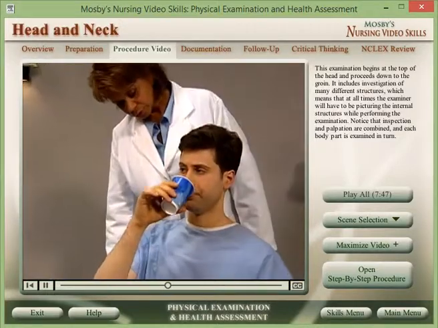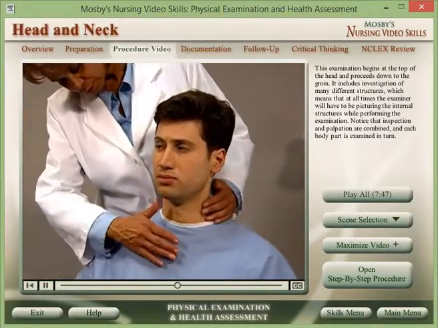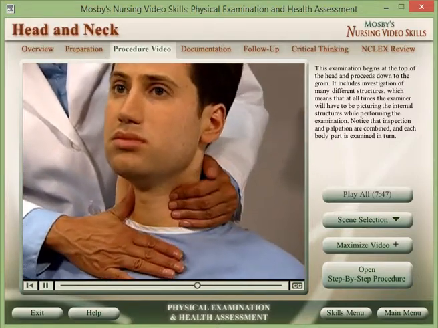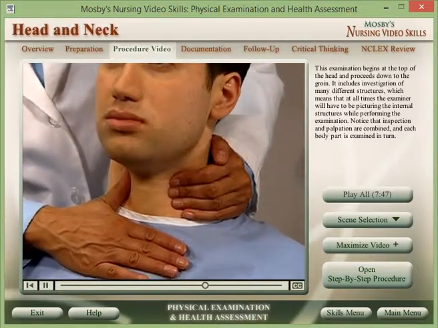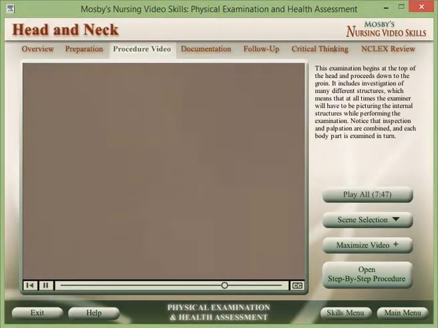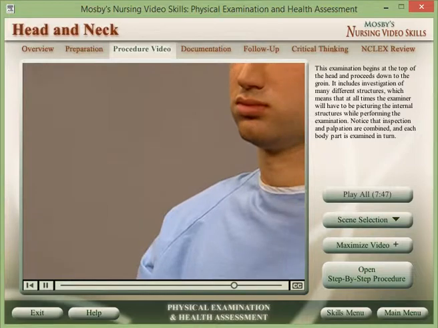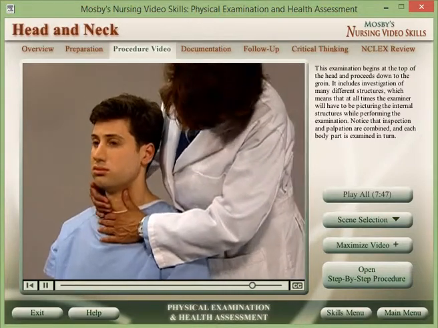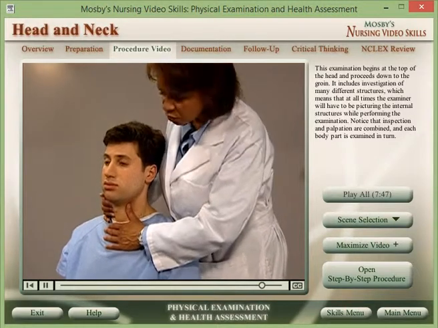Next, displace the trachea to the left and place the first 3 fingers of your left hand medial to the left sternocleidomastoid. And swallow. As the patient swallows, palpate the left lobe. Then reverse your hand positions and palpate the right lobe as the patient swallows. And swallow.